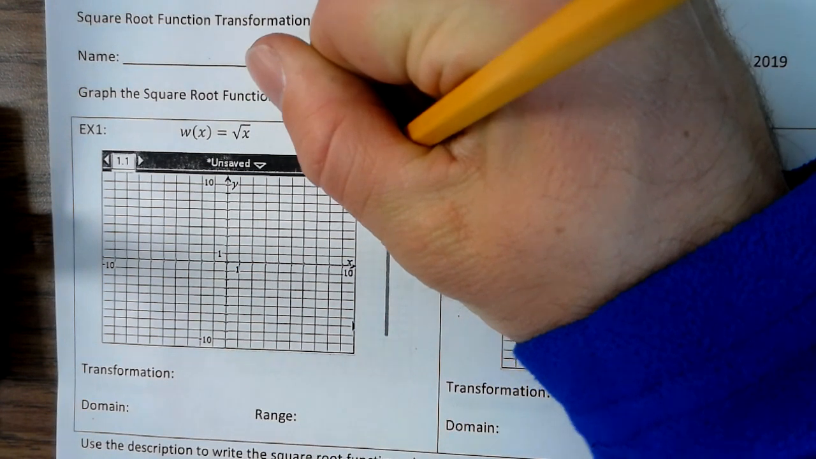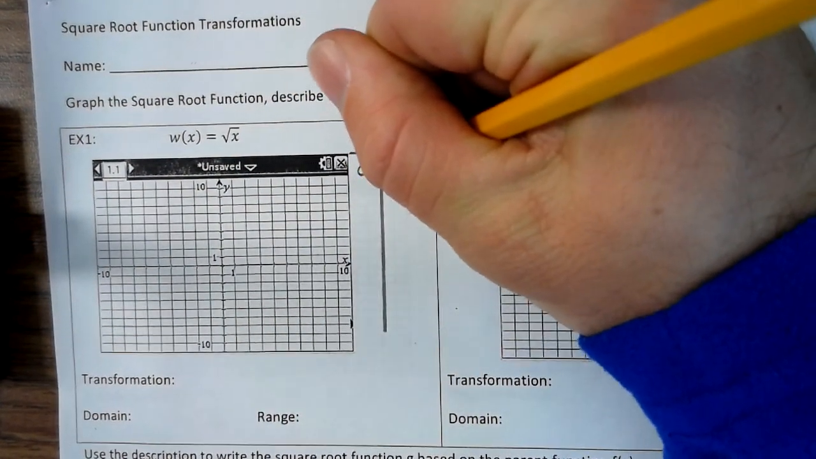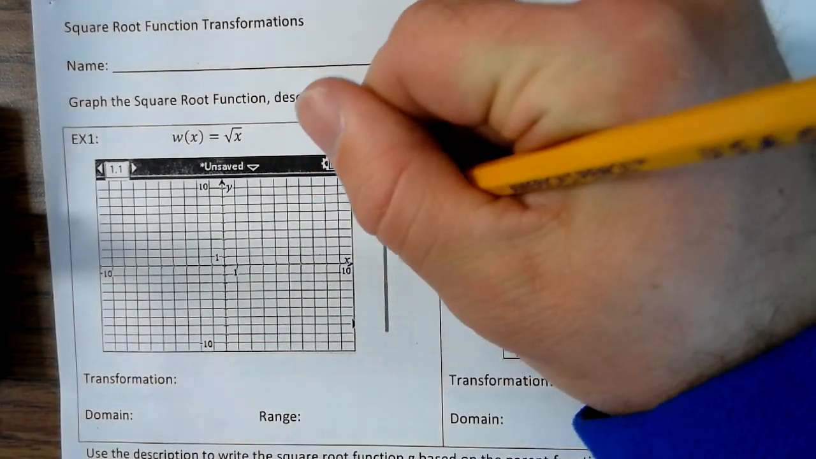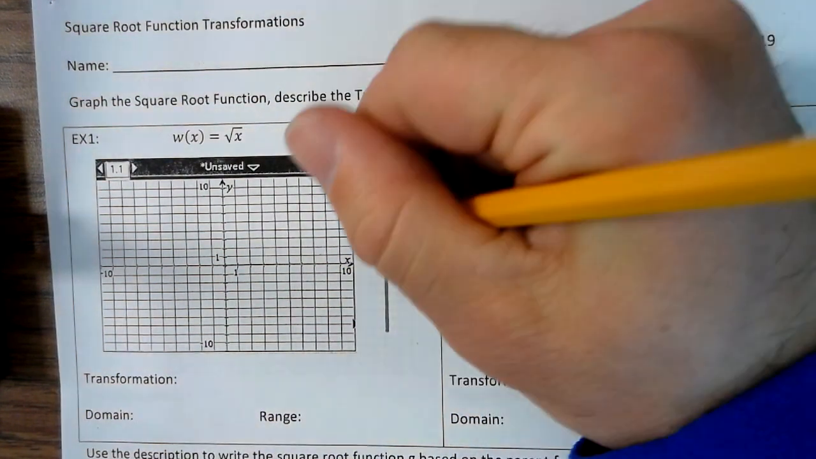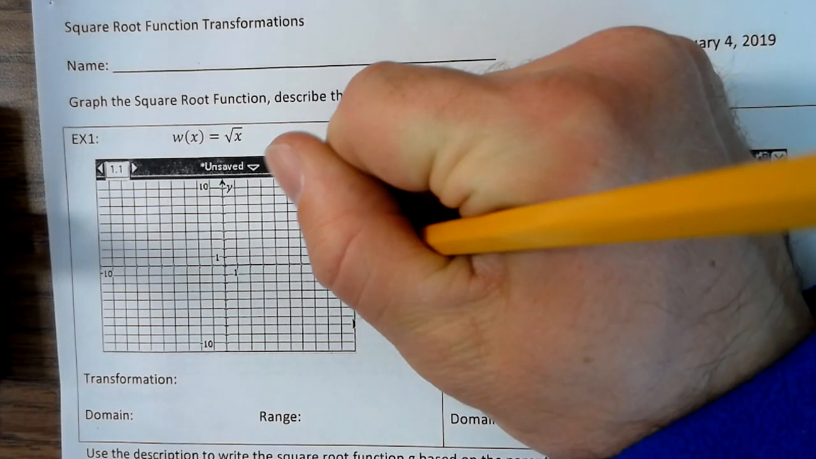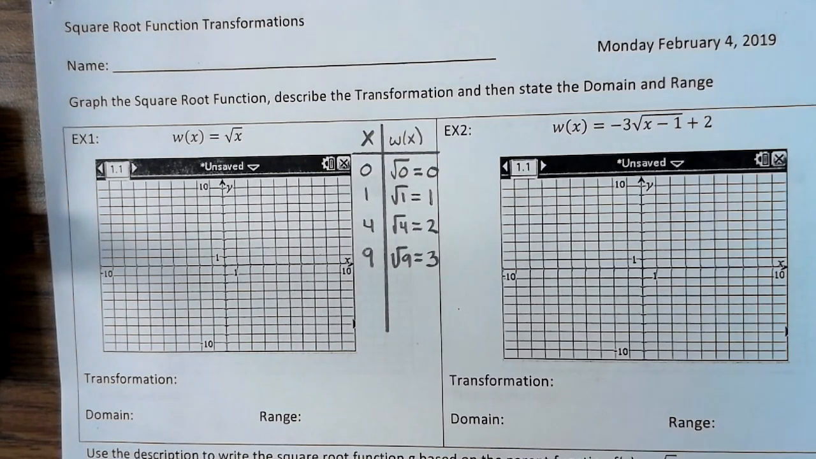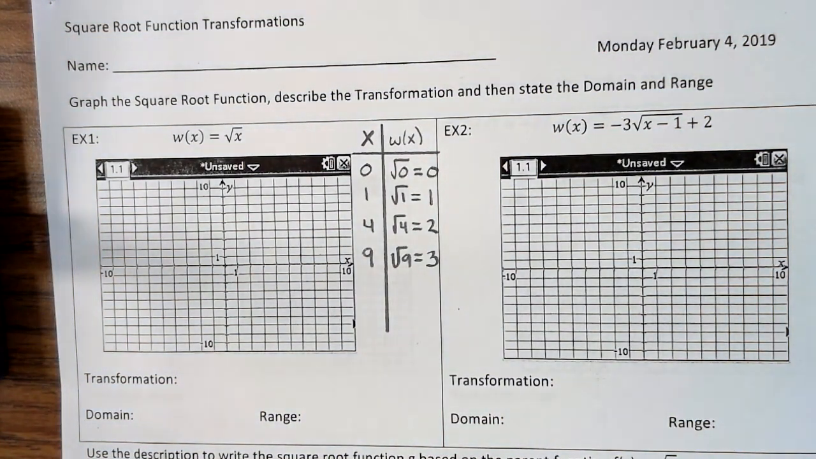Okay, so let's start with x is 0. When x is 0, the square root of 0 equals 0. When x is 1, the square root of 1 is 1. When x is 4, the square root of 4 is 2. And when x is 9, the square root of 9 is 3. Notice that I picked x values that I could take the square root of.